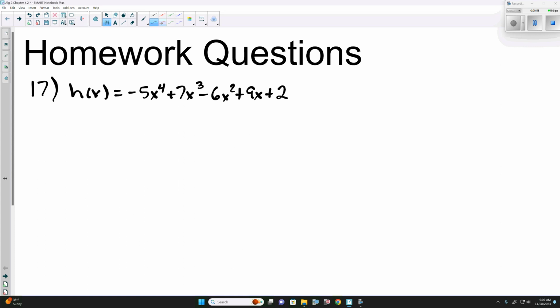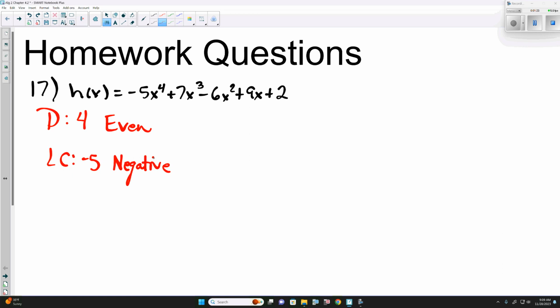So we have this function here. Now, when we describe end behavior, we do need the degree and leading coefficient. The degree for this is 4. The leading coefficient is -5. So our degree is even, and the leading coefficient is negative. So those are the 2 points that we have.